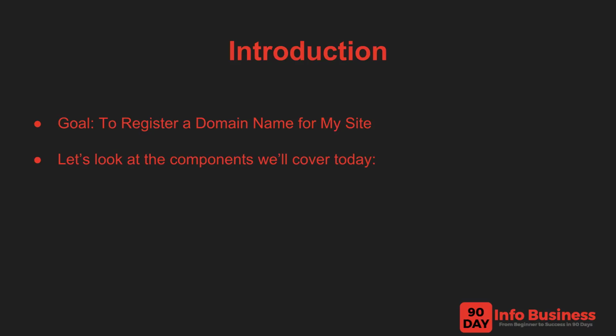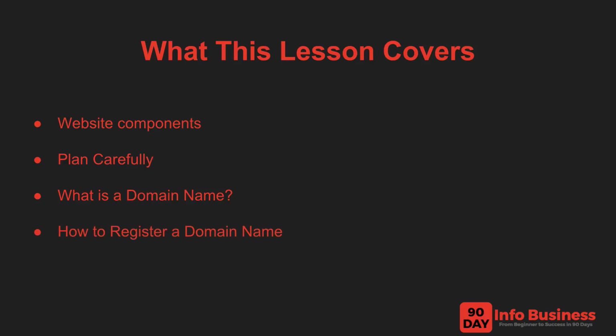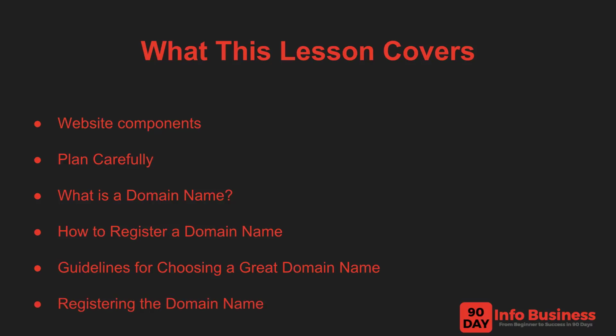So let's take a look at the components that we'll actually cover in today's article. First, we're going to look at the components for creating a website. Believe it or not, there are several that we need to put together to make everything work. Then we're going to talk a little bit about planning, everyone's favorite topic. There are a couple of important factors to consider before we register our domain name. Then we'll take a look at what exactly is a domain name, and we'll cover how to actually register it. The process is remarkably simple. We'll look at some guidelines for choosing a great domain name, and finally, we'll actually register the domain name.